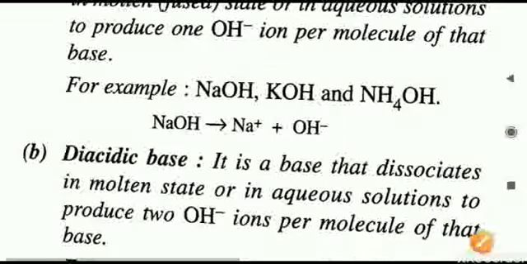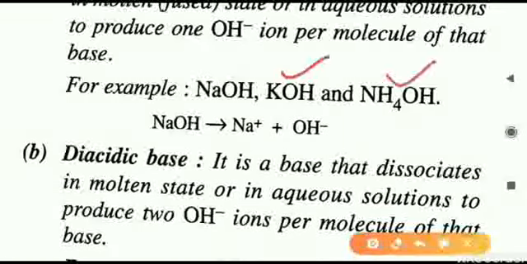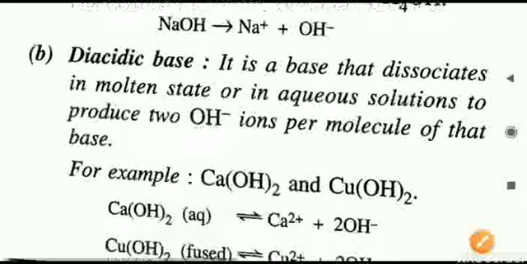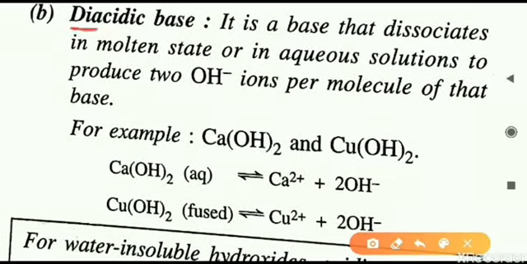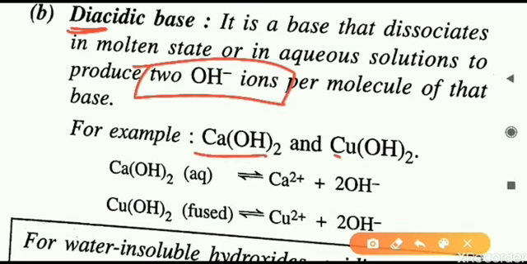Similarly, other examples you can learn: KOH and NH4OH. They are also monoacidic. Next is diacidic. Here also, just the name you can remember, di means two. So here one molecule of base will produce two OH minus ions. Examples are calcium hydroxide and copper hydroxide.